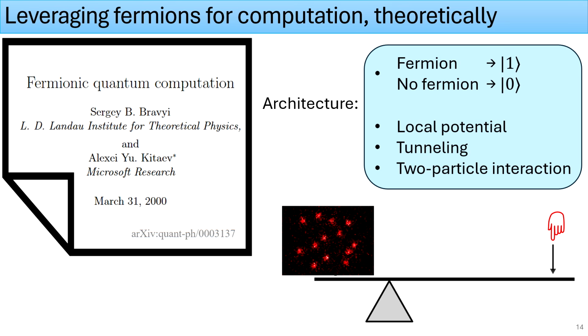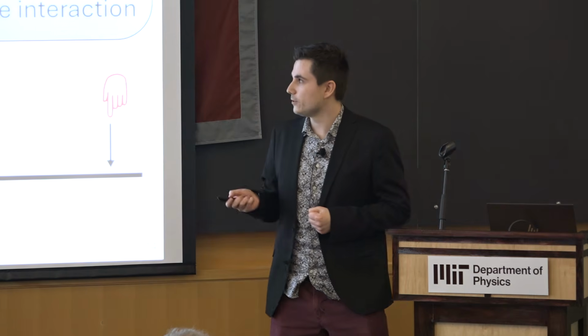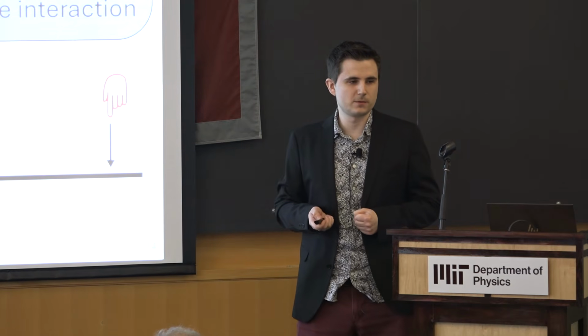And they asked the question, what do you need to leverage fermions for quantum computation? What are the ingredients you need? And it turns out you need to have either a fermion or no fermion, two different states. And you need to have three different actions that you can do on these fermions. You need to be able to apply a local potential. You need to have atoms tunnel between two states. And you need to have interactions between the two atoms. And so if you have these ingredients, you can leverage fermions for quantum computation.